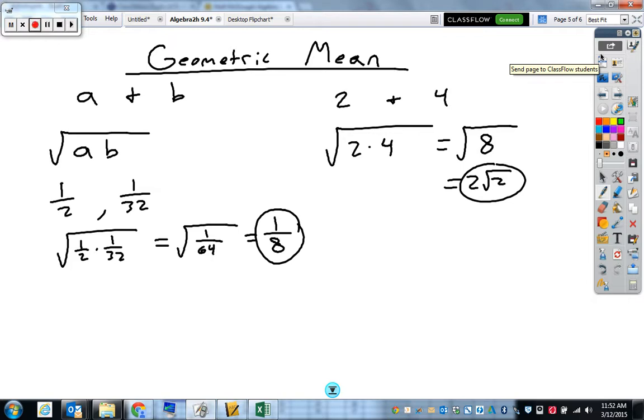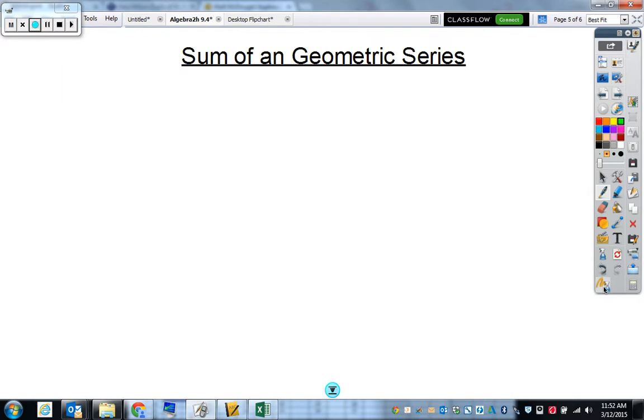Alright, so we have one last thing to cover, and that's the actual title for the slide, which is sum of a geometric series. We've done summation before, so now we're doing summation with geometric series. Just like last time, we're going to have a formula to do the sum of a geometric series, and that formula is S sub n equals a sub 1 times (1 minus r to the n) over 1 minus r.